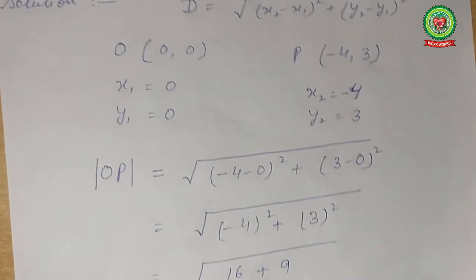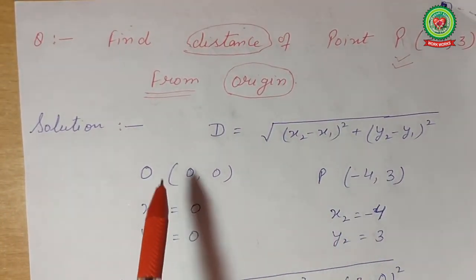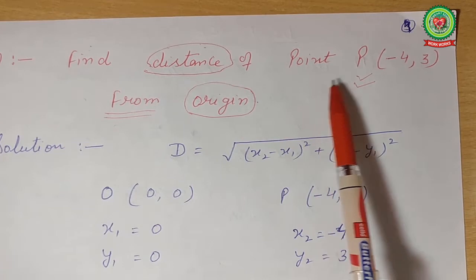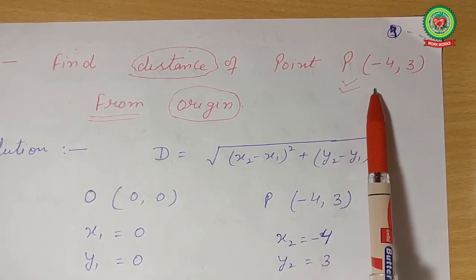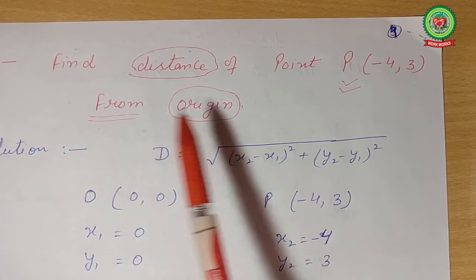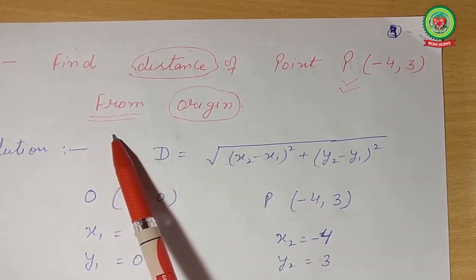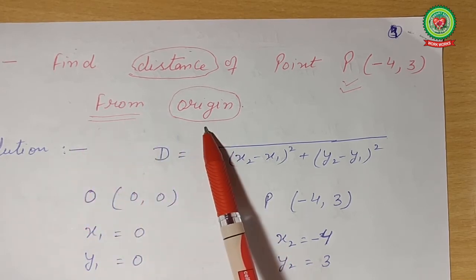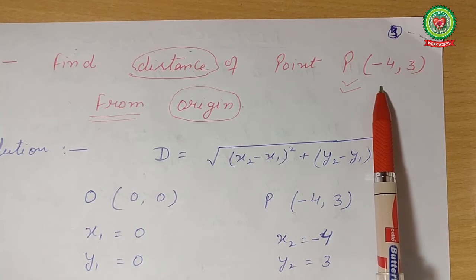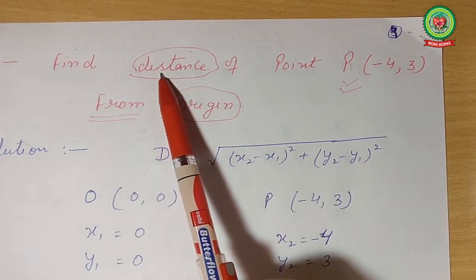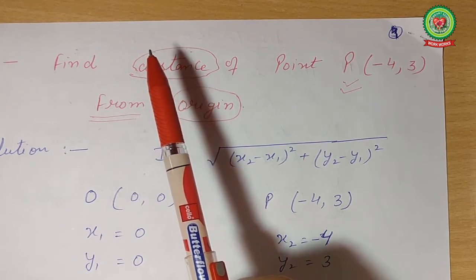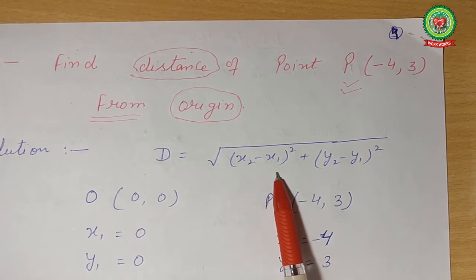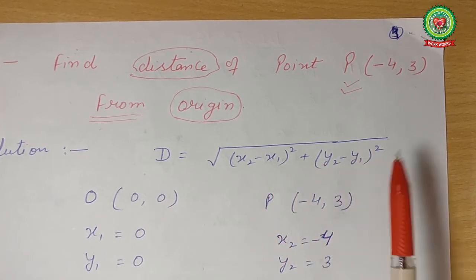Now we will take another example to understand this topic. The second example: find the distance of point P, given as minus 4, 3, from origin. Again the word from origin is there. Origin is the point 0, 0. From means second minus first. The word distance is also there, which means we will use the distance formula. Distance D is equal to the square root of x2 minus x1 whole square plus y2 minus y1 whole square.